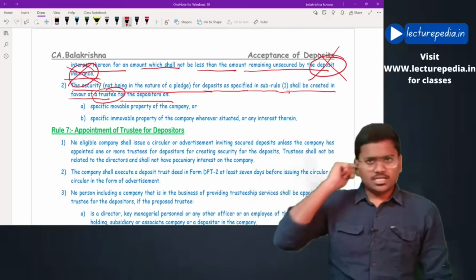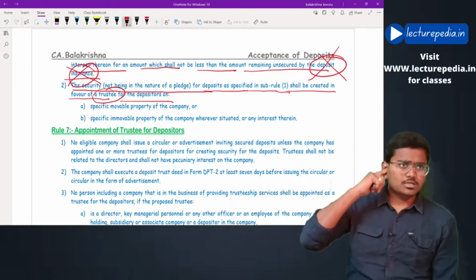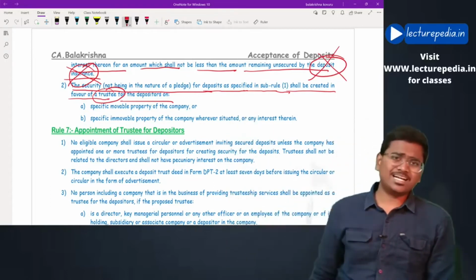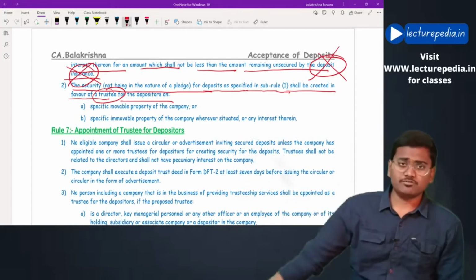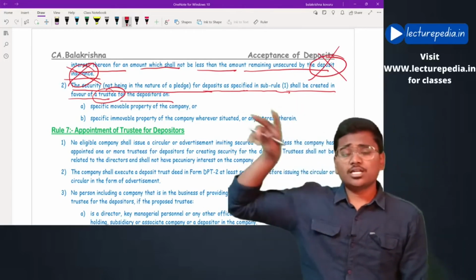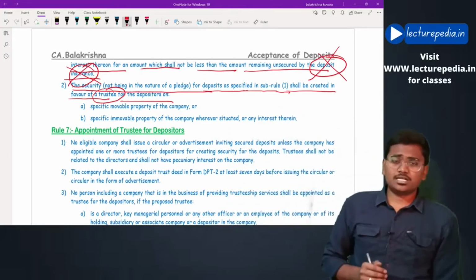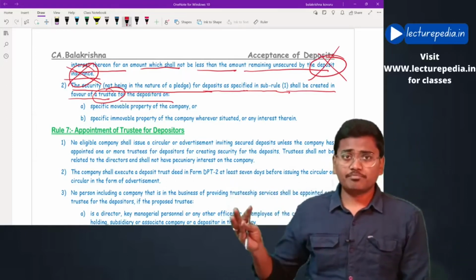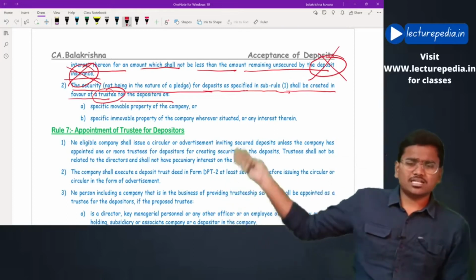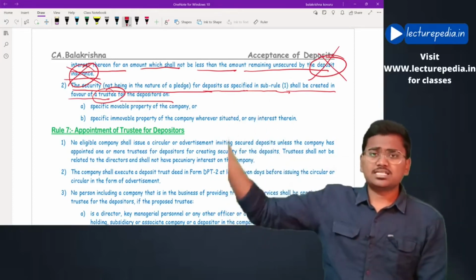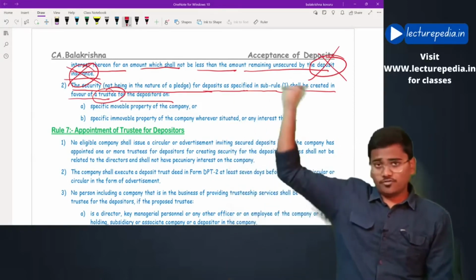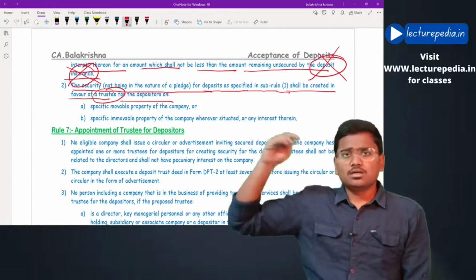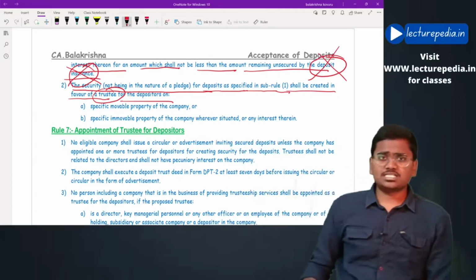Generally there are some names of trustees specified. Around 300 plus names of trustees have been given. From those trustees, any trustee can be selected by the company. Basically all these trustees, like SBI and various banks and insurance companies, have been listed. From that list we can select any trustee as the deposit trustee for your company.